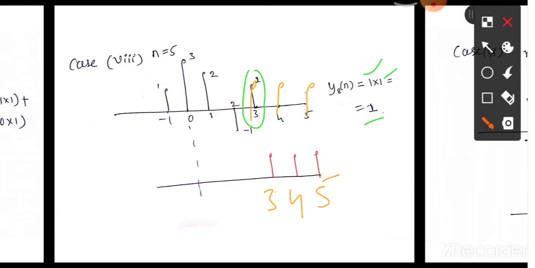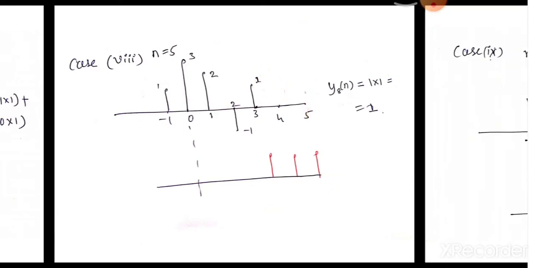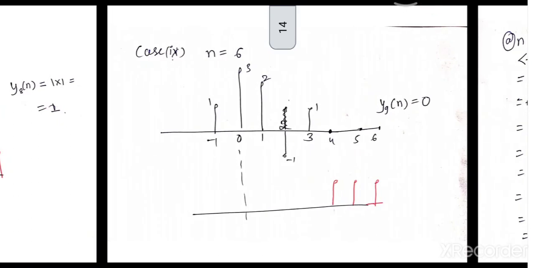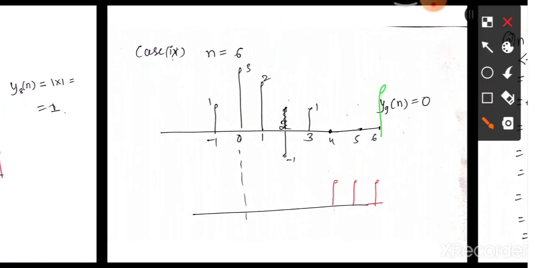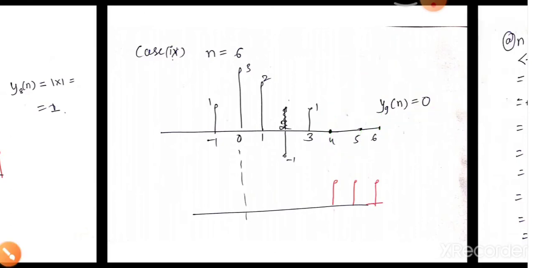Now let's change n is equal to 6. That is, let's place n is equal to 6. If you are placing here, how many signals are overlapped? Nothing. So y of n is equal to 0.